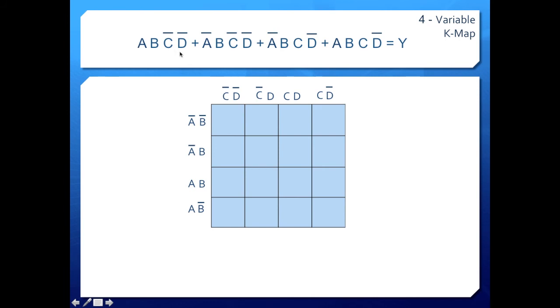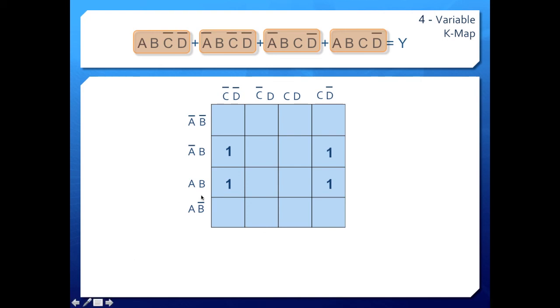We have A, B, C naught, D naught. So we're going to look down here at A, B, C naught, D naught and populate our ones and go through each one of these parts of the expressions and add our ones. So there's the second one, and the third one is over on the right side of that K-map, and then the last part of that expression is right below the previous one. So we end up with that.